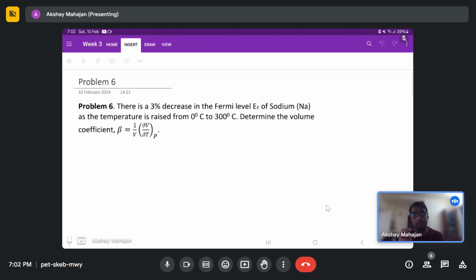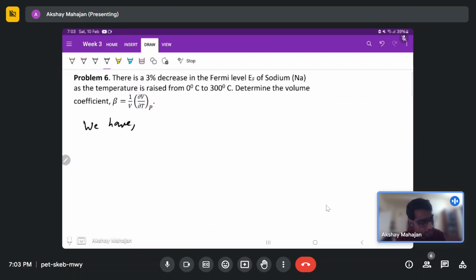In problem number 6, there is a 3% decrease in the Fermi level EF of sodium as the temperature is raised from 0 degree centigrade to 300 degree centigrade. Determine the volume coefficient beta, which is 1 by V del V by del T at constant pressure P. So we know that this is a 3D case.